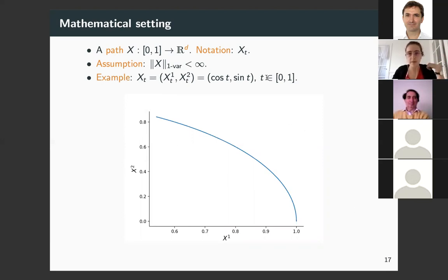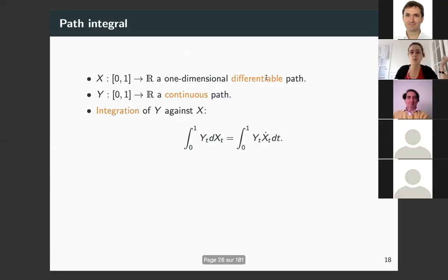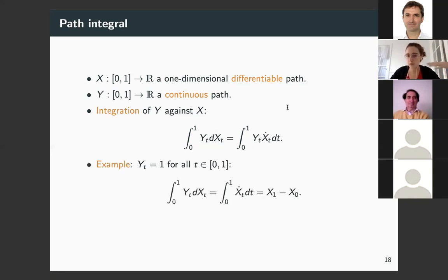So any function can be a path. And what I want to do is to integrate along this path. So imagine for now that it is differentiable and I have another continuous path Y. I can define the integral of the second continuous function against this path. In the case of everything differentiable, this is just a standard Riemann integral of Y_t against the derivative of the path. So if Y_t is just 1, I get the increments of the path: I integrate x dot t dt, so I get the last point minus the first point. If X_t is just t, then I just get the classic Riemann integral of Y_t.